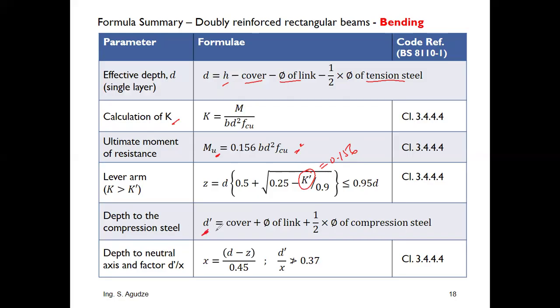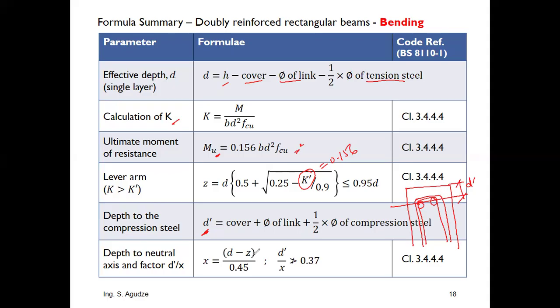Then the depth to the neutral axis is d prime, and the depth to the compression steel, as we have learned in the previous slide. So we have this section, and this is the link, and you have your compression steel. The distance from the centroid of compression steel to the compression face of the section is d prime, which is called the depth to compression steel. So it is simply the cover plus diameter of link plus half the diameter of compression steel. Is that okay?